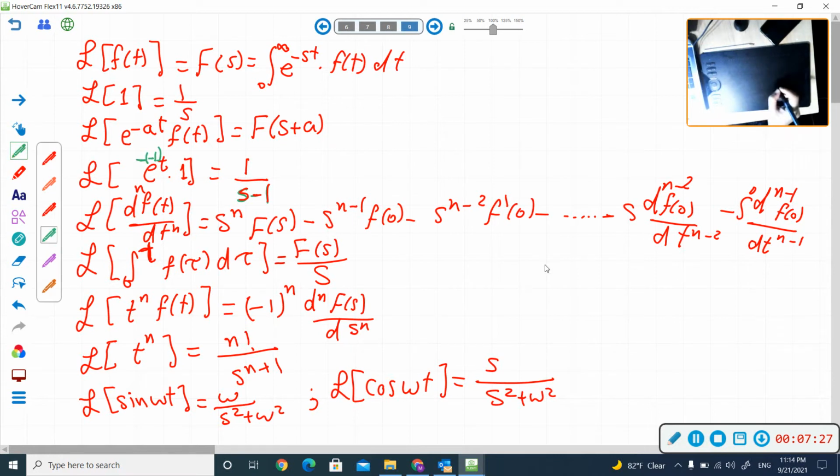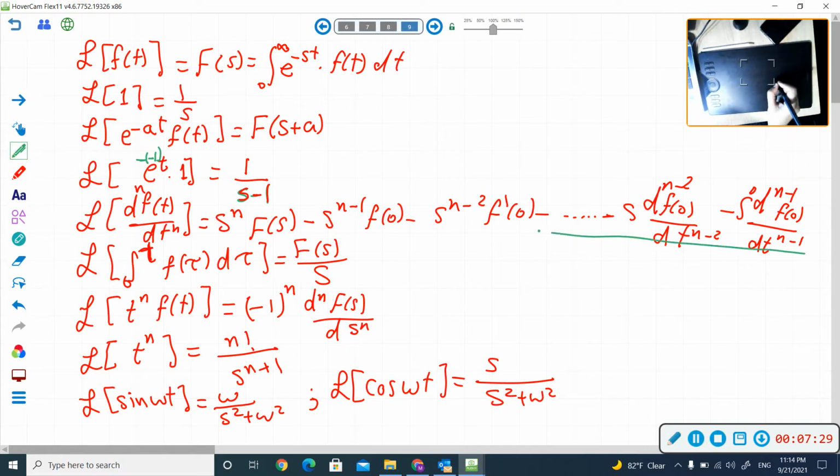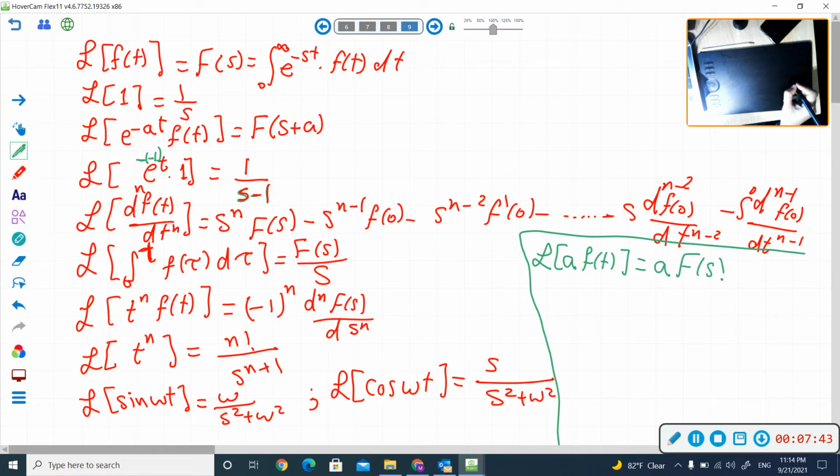And we have also proven that for the Laplace transform of any constant multiplied by a function, we can pull out the constant to be a F of s. And it's very simple to prove that the Laplace transform of f1 of t plus f2 of t will be equal to capital F1 of s plus capital F2 of s. It's very simple from the original definition of Laplace transform.